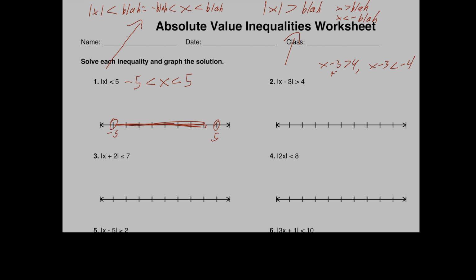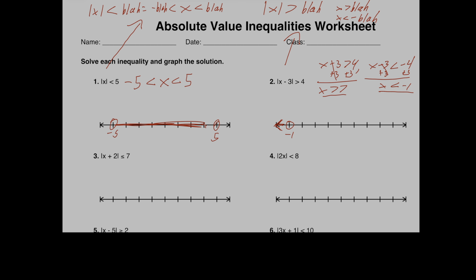Now we just solve. So I'm going to add 3 on both sides, and I'm going to get x is greater than 7. And here I'm going to add 3 to both sides, and I'm going to get x is less than negative 1. Now, I don't know, are there 8 here? Well, I guess we're going to find out. Let's do this one first, okay? x is smaller than negative 1. I'm going to write my negative 1 here. I'm going to do a hole because it doesn't say equal, and I'm going to shade that way.